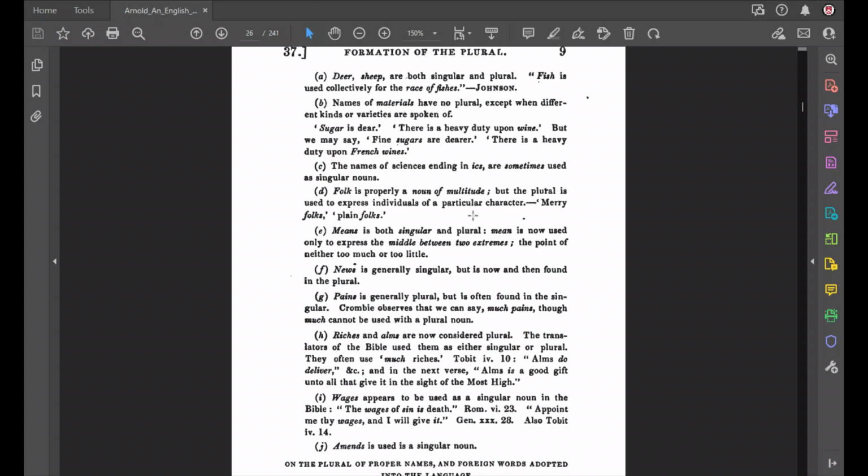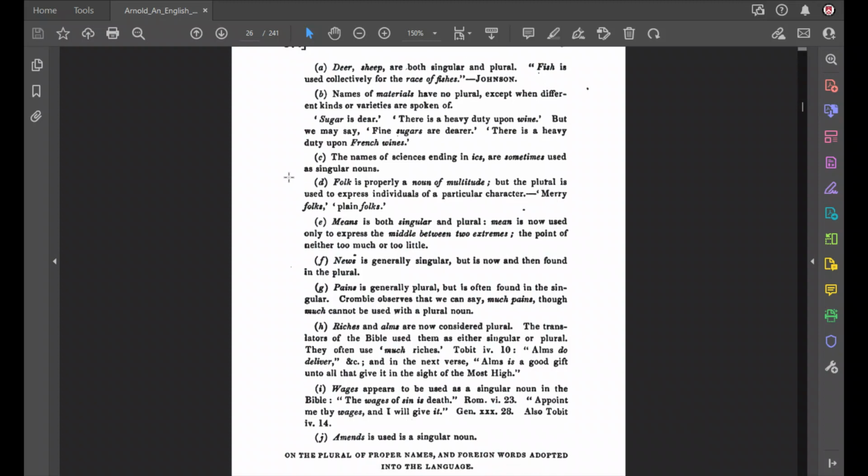Okay, so there's a big list of exceptions on page 26, and you need to read through those. It's kind of interesting, easy to study those things. They're just some random words that have unique characteristics.